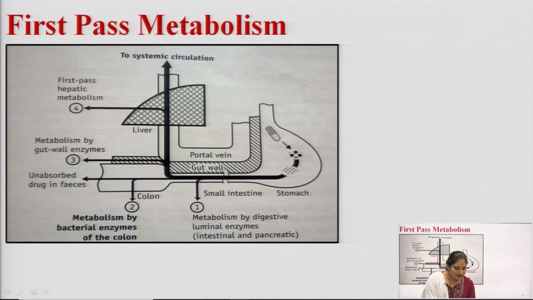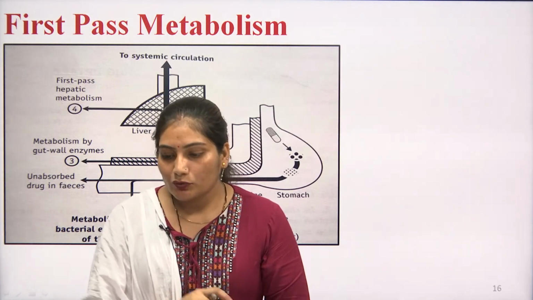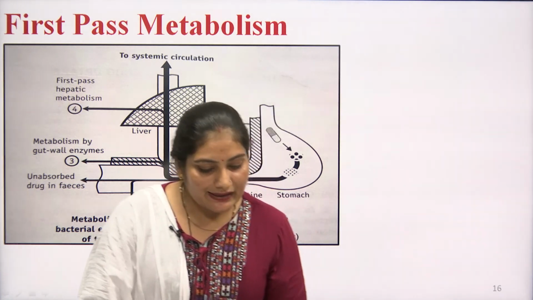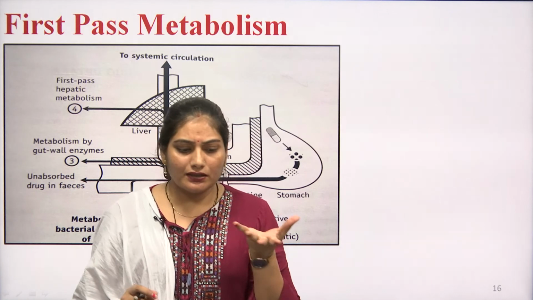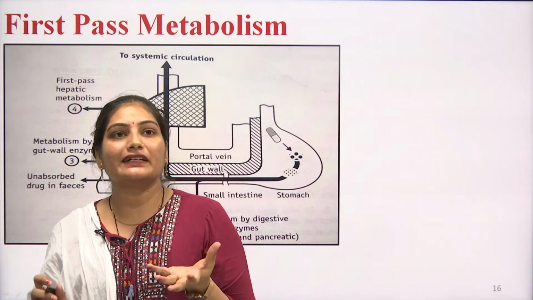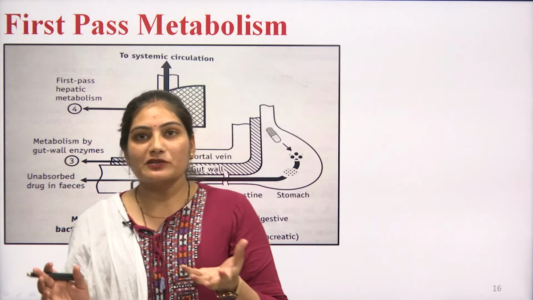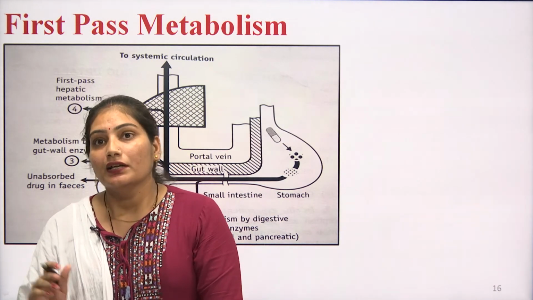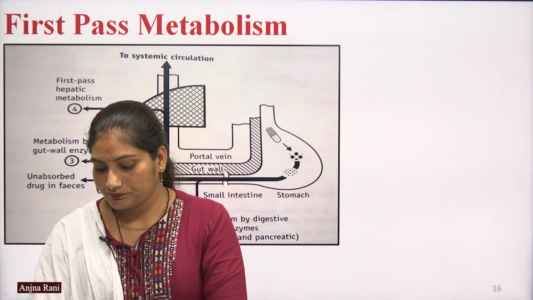Okay. The last one is the gut wall enzyme and the hepatic enzyme. So, gut wall enzymes are also known as mucosal enzymes, and because of the hepatic enzymes, several drugs can undergo first pass metabolism because of the enzymes present in the liver. Okay. So, this is all about the first pass metabolism.